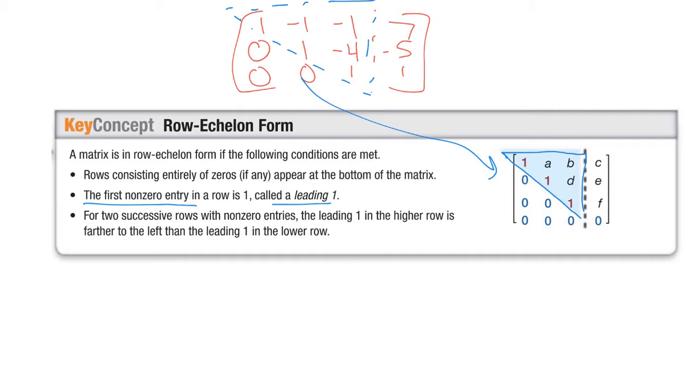Now, if you have 2 rows with non-zero entries, the leading 1 in the higher row is farther to the left than the leading 1 in the lower row, because this is farther up because there are more variables with it. Now, if you have any rows that fully cancel out, those automatically head down to the bottom. So we will see that, but first let's look at if these rows, I'm going to give you a couple of rows, are in row echelon form or not.